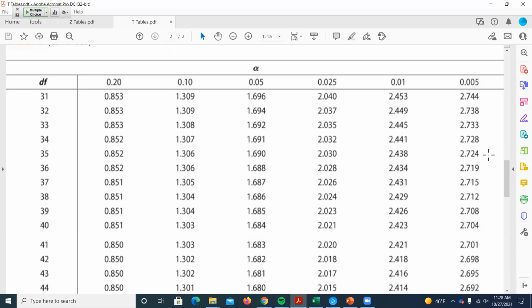Equal sign, plus and minus. All right, so I'm just going to start plugging things into that confidence interval equation I have on the other side of the board. The sample mean was 9. The next thing I needed was that t-value. Well, we just looked that up. That was 2.724.